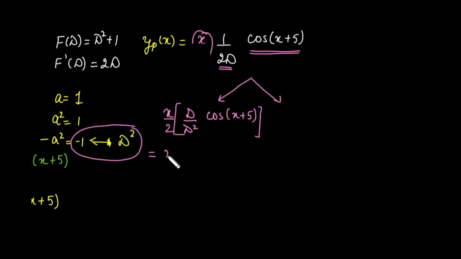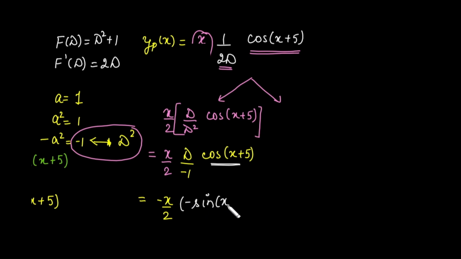Now this is equal to x by 2. So the d square value in this case is minus 1. So we can write d upon minus 1 cos of x plus 5. So this is equal to minus x by 2. D stands for the derivative with respect to x. So what is the derivative of this term with respect to x? That is minus sine x plus 5. So the final answer in this case is x by 2 sine x plus 5. This is one way to answer this question whenever we have the 1 by d form.